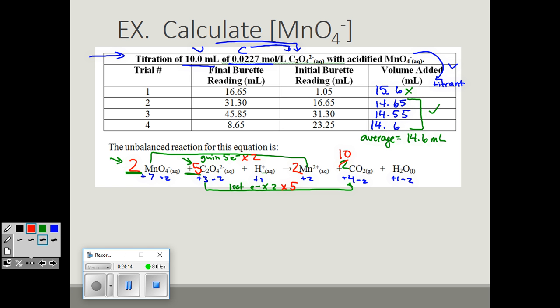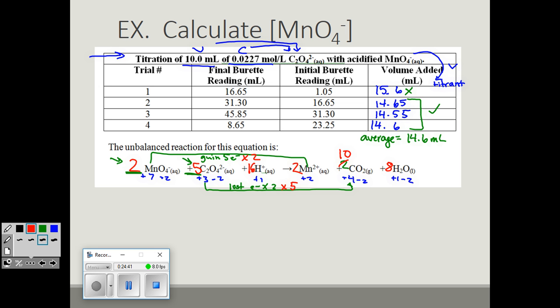Now, if I was going to balance the whole thing, I would also add an 8 here to balance oxygen, and then I would end up adding a 16 here to balance hydrogen, and always in that order. Balance oxygen first with water, balance hydrogen second using hydrogen ions. Does anyone want to ask questions about balancing or about figuring out average volumes in a titration?